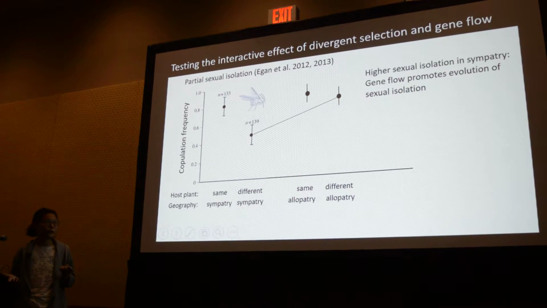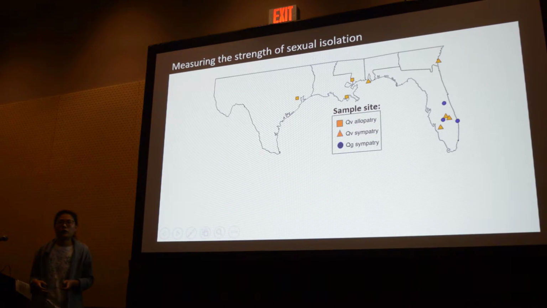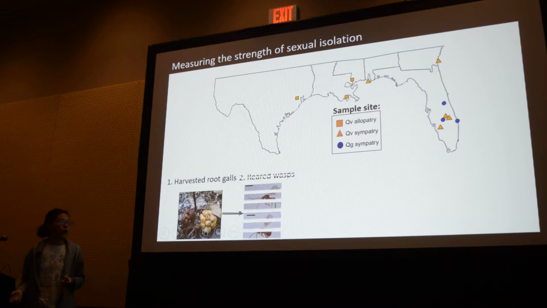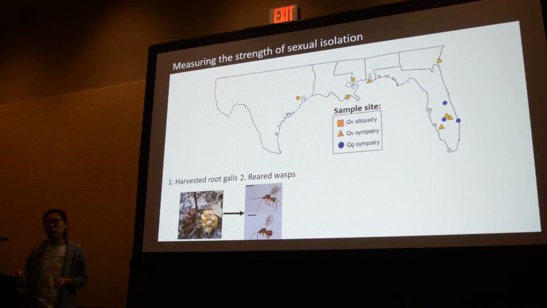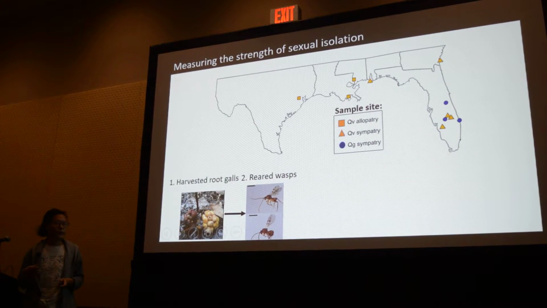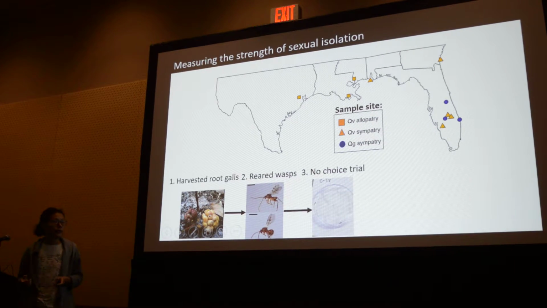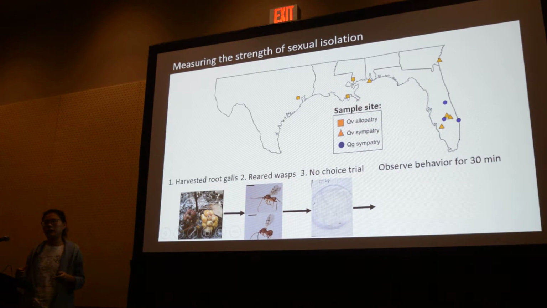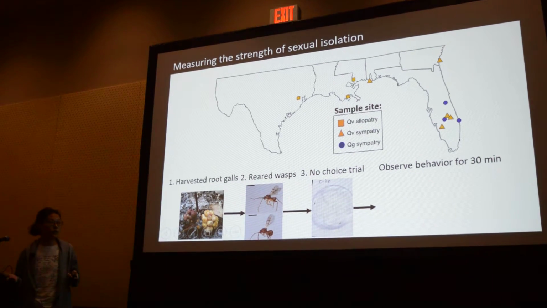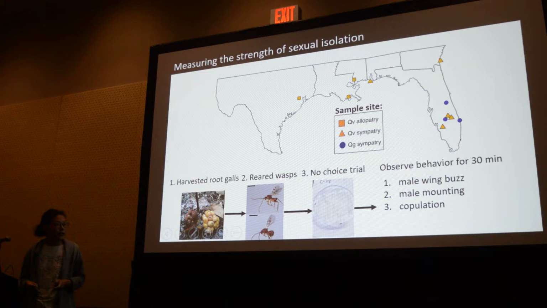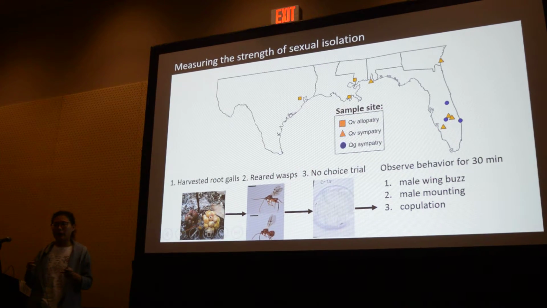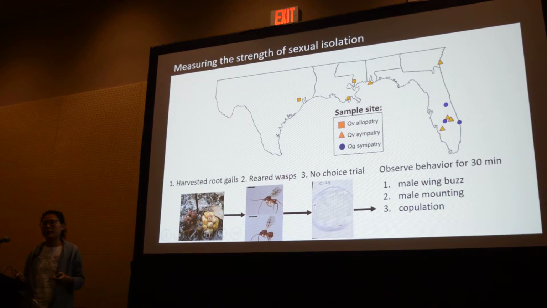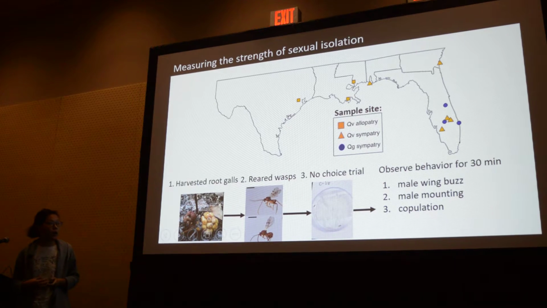So to test this, I collected gall wasp populations across their geographic range, reared the males and females out, and paired them in a no-choice mating trial. I observed their behavior every 2 minutes for 30 minutes in total, and wrote down their mating behavior, including male wing buzzing, male mounting, and copulation.